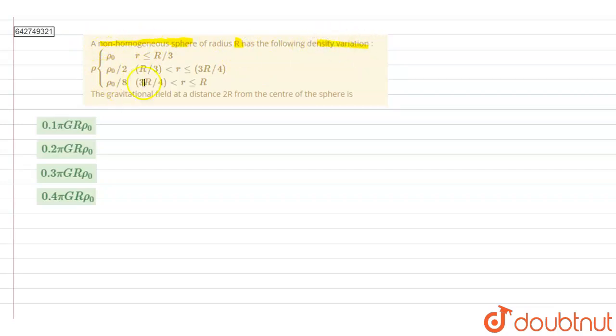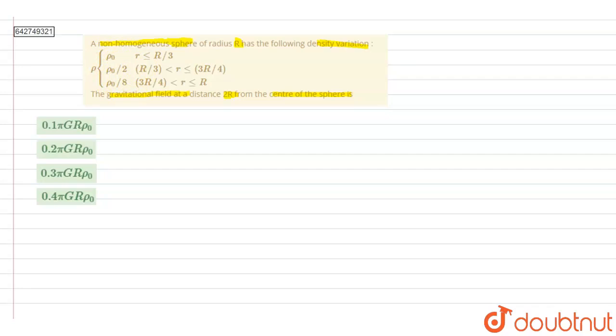A non-homogeneous sphere of radius r has the following density variation. So this is the density variation, and the gravitational field at distance 2r from the center of the sphere is to be found. We are given three conditions. That means there are three different densities of material in a sphere.